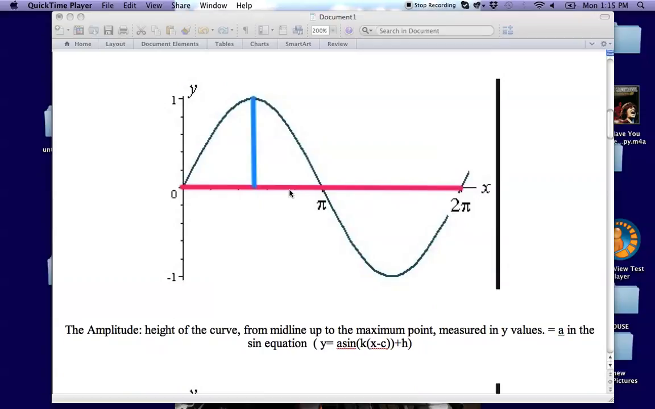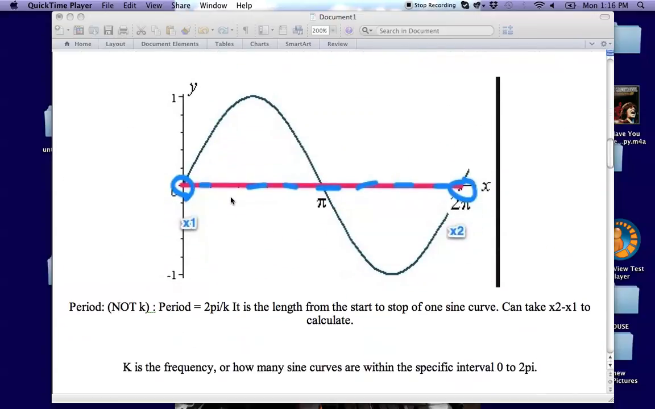Another feature of the graph is the amplitude. This is the height of the curve. It's from the midline up to the maximum, measured in the y values. It equals a in the sine equation, y equals a sine of k parentheses x minus c plus h. So the amplitude, again, is the height. It's measured in terms of y values. If you look on this graph, you go over to the y scale, and it reaches a height of 1. Height is always absolute value. The only time it's negative is if the graph is reflected.